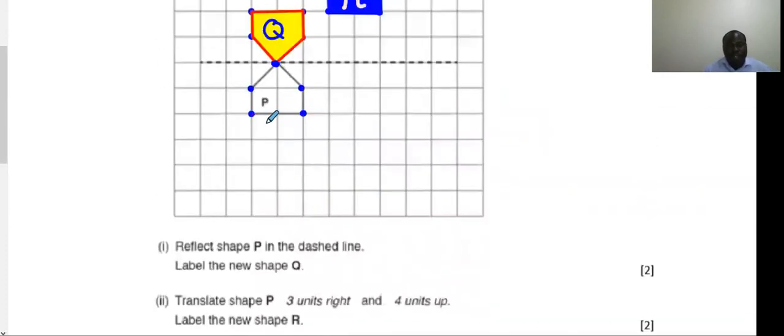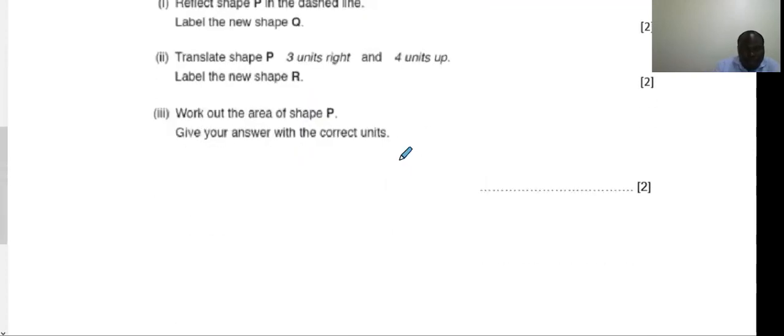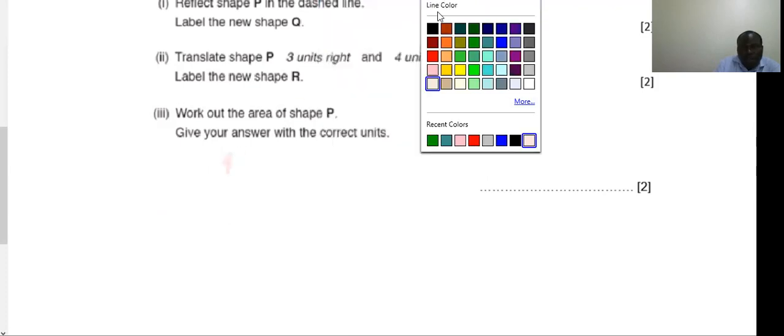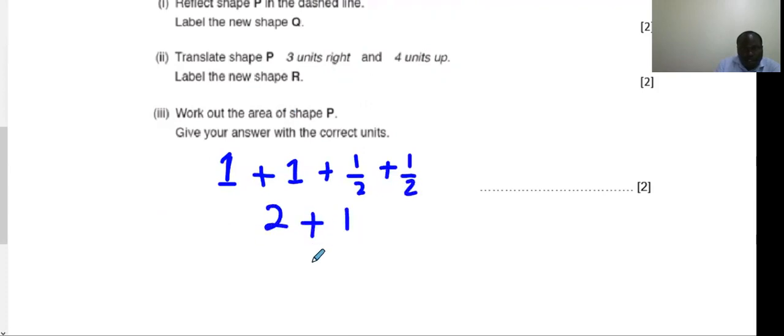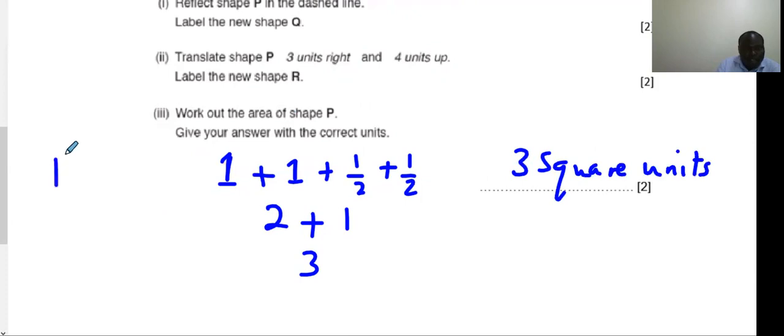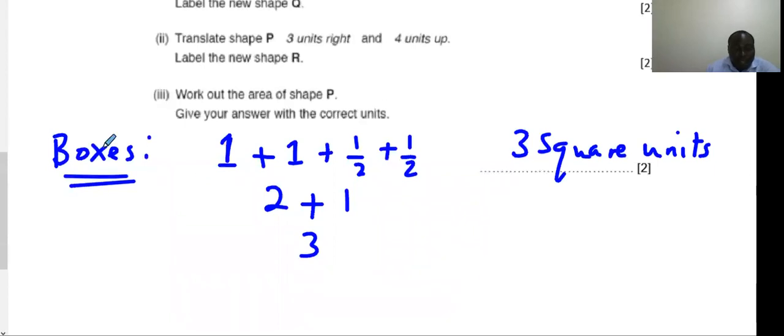Okay, area of shape P. Shape P is occupying how many boxes? 1 box, 2 boxes, 2 halves. So the area will be 1 box, plus the other box, plus the 2 halves. So this will be 2 plus 1, this will be 3. So it will be 3 square units. These are boxes which are contained in shape P.